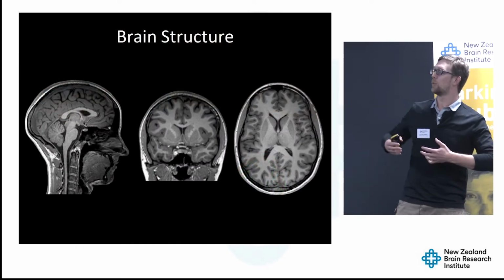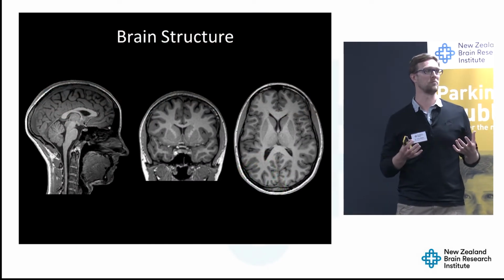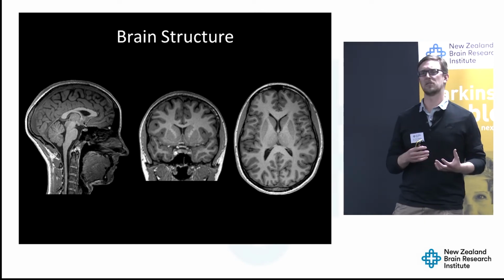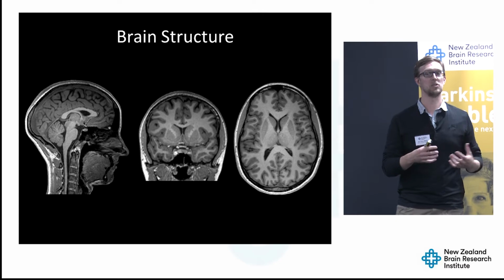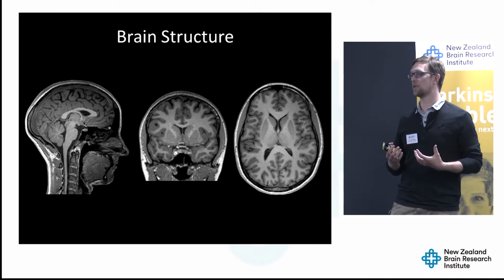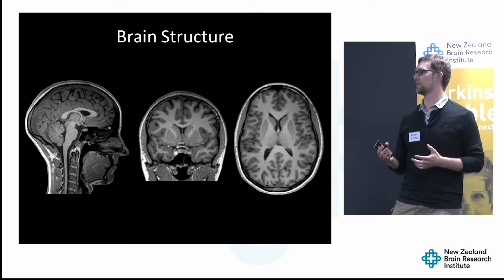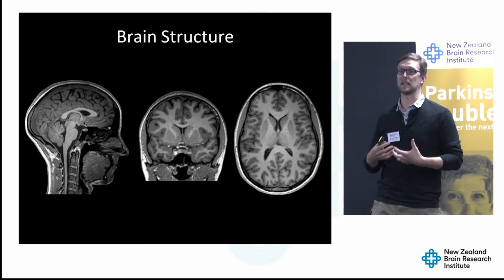So first up, we have brain structure. So we can use MRI to look at the structure of the brain. And here's an example. That allows us to look at the volume of particular tissues, the size of particular structures, the thickness of specific regions. And these are incredibly robust measures of brain status, of brain health.